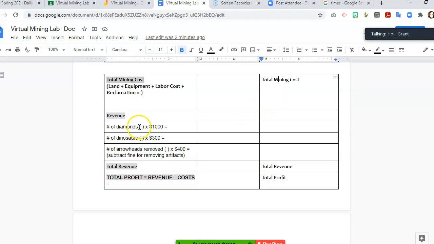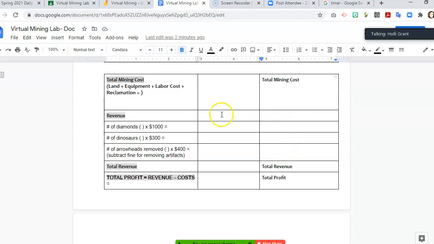Okay, so how many diamonds did you collect? Multiply that by 1,000. We're going to say that the dinosaur is not black market, but that you could sell it to a museum, but you only get $300 for every dinosaur. Now, the number of arrowheads removed. That's every single individual arrowhead. Because that might have been part of indigenous culture that was like, you shouldn't have dug that up. So we're going to give you a fine for that. So the number of arrowheads removed, you multiply that by 400, okay, and subtract that from your overall cost there.